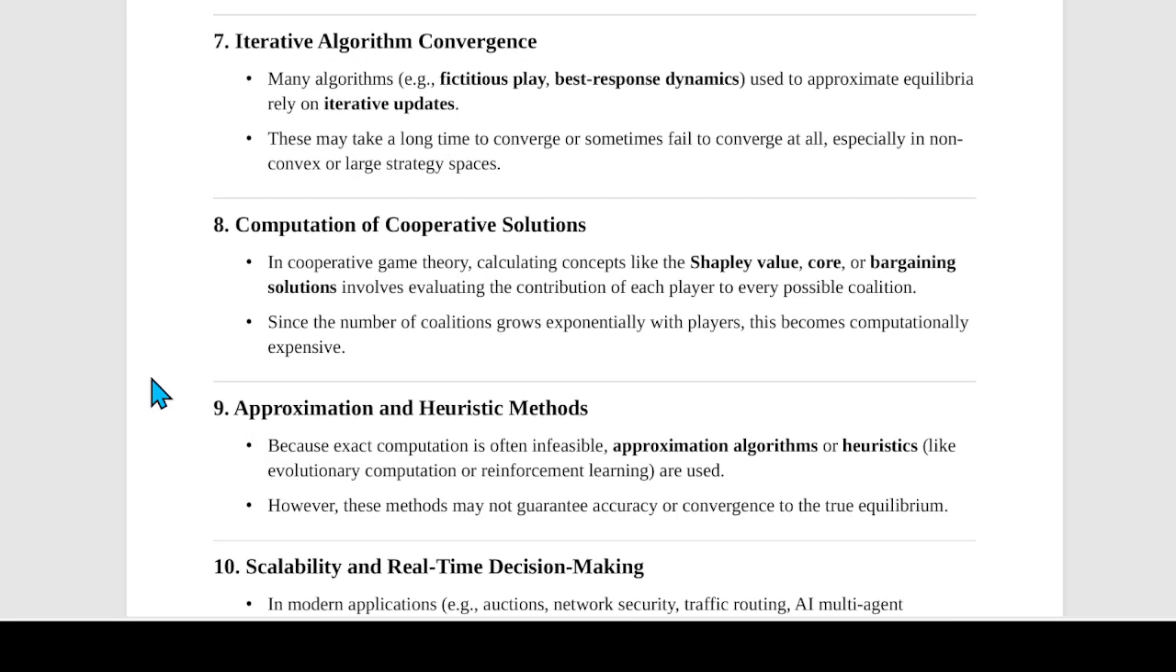Then we have computation of cooperative solutions. Cooperative solutions like the Shapley value require checking every possible coalition. Coalitions grow exponentially with the number of players. Now you see where this is going. If we have 10 players, then we are going to have 1024 coalitions, just as an example. And it's very hard for computers to compute this efficiently.